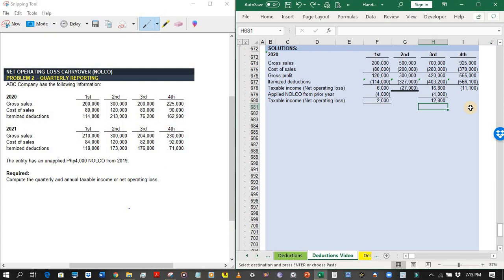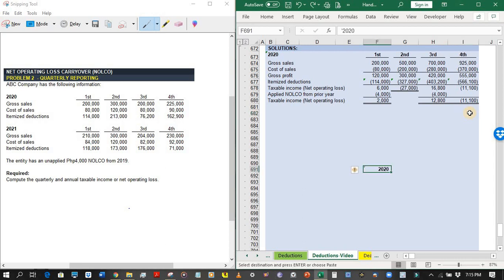So any quarterly payments made during 2020 can be deducted from the income tax due in 2021. So that will be a tax credit. So let us now monitor our net operating loss carryover.